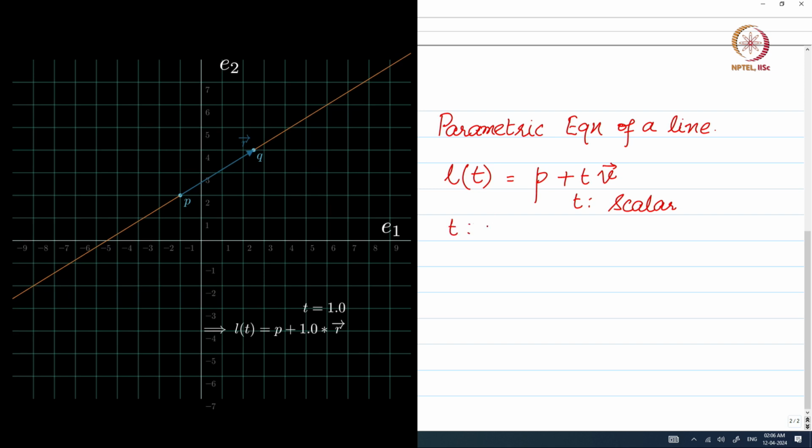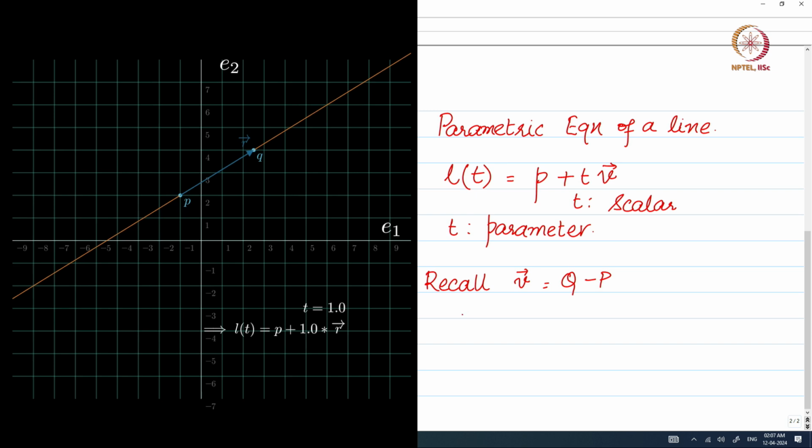Okay, let us write this. T is basically the parameter that we are looking at. We also remember that this vector V can be written as q minus p. Recall, vector V can be written as the points q minus p.